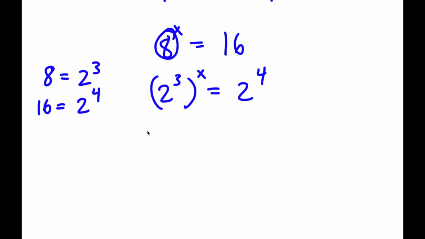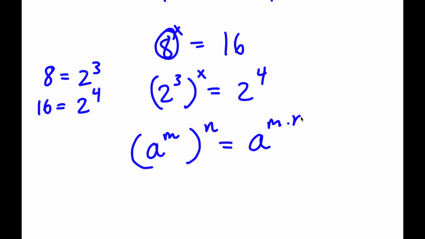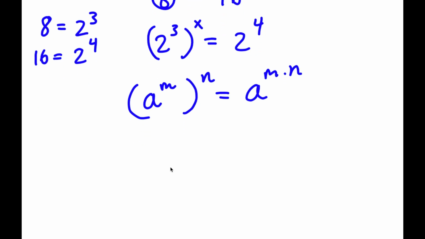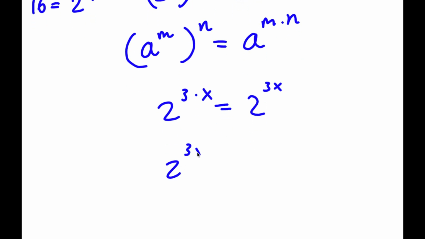Now, if I have something in the form a to the power of m to the power of n, this is equal to a to the power of m times n. So 2 to the power of 3 to the power of x, that's going to equal 2 to the power of 3 times x, which is simply equal to 2 to the power of 3x. So now I have 2 to the power of 3x is equal to 2 to the power of 4.